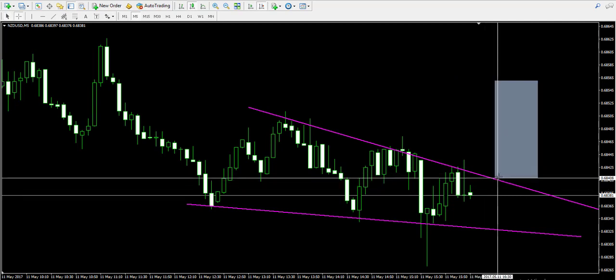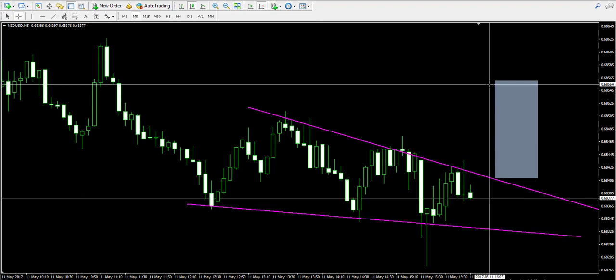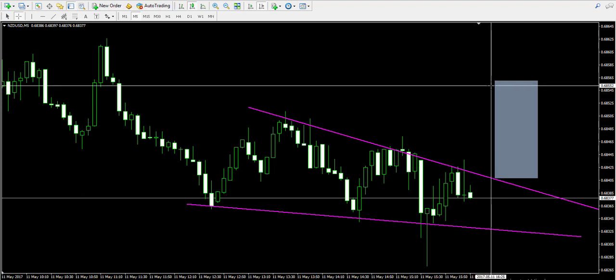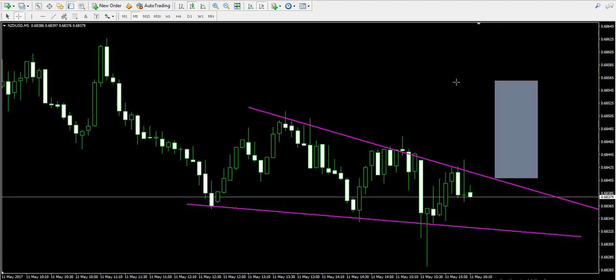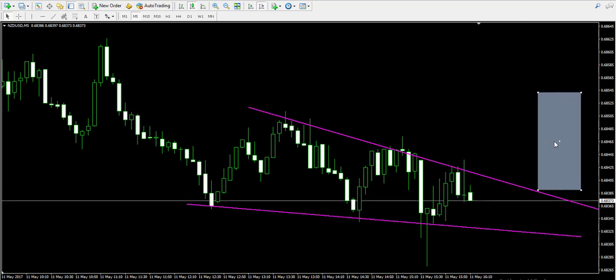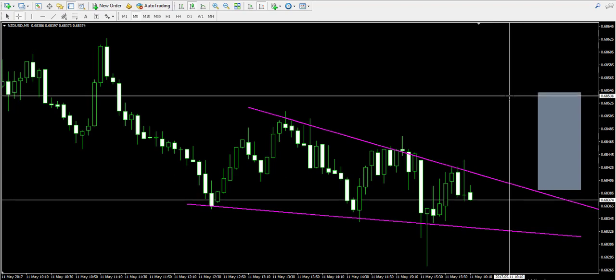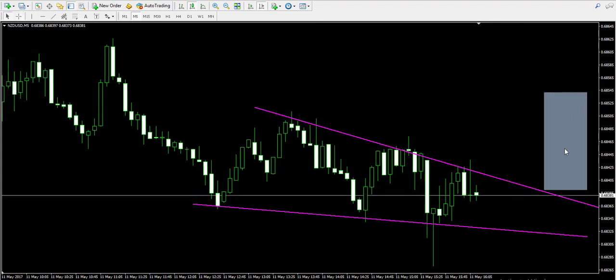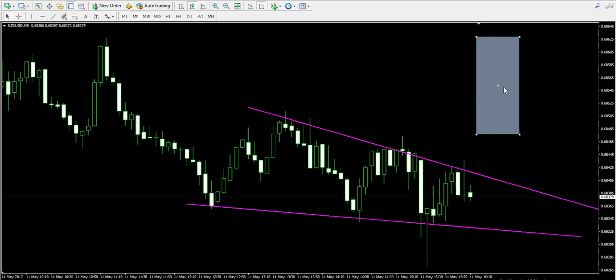So for example, if the wedge breaks over here, my target will be located somewhere over here at 0.6856 maybe, or 0.6855. If the wedge breaks later, then the target goes lower as well, at 0.6854 approximately. So I will store this rectangle over here and I will apply it in the moment when the wedge gets broken in bullish direction.